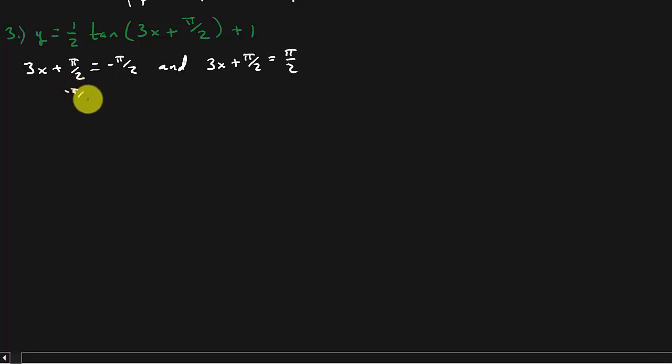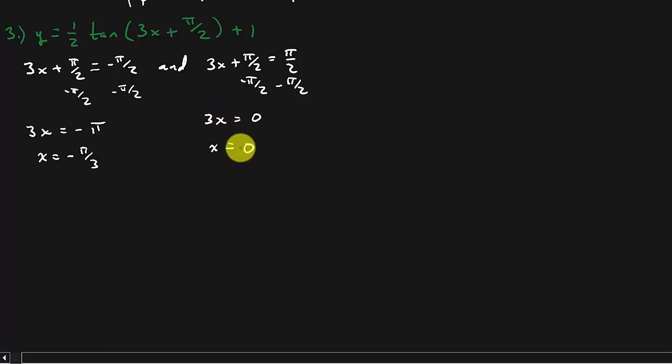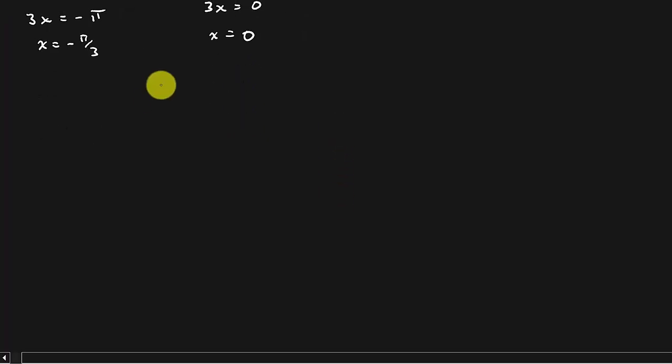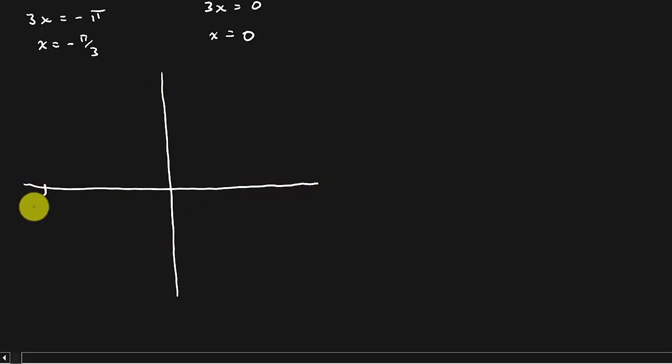So I'm going to subtract pi over 2. So I get 3x equals negative, what is that? Negative pi. And then I divide everything by 3, so x is negative pi over 3. And then here, subtract pi over 2. So I'm going to get 3x equals 0, x equals 0. So there's my 2 adjacent vertical asymptotes at negative pi over 3 and at 0.